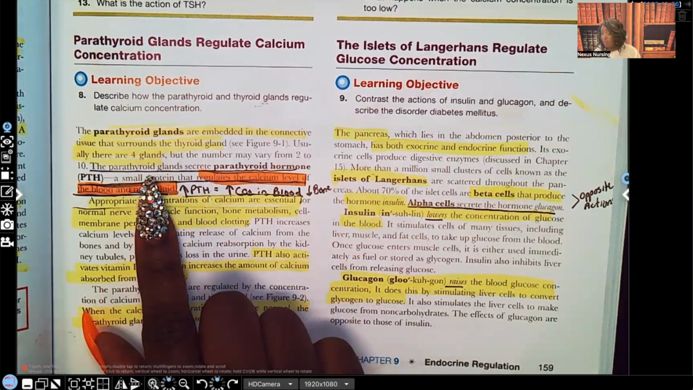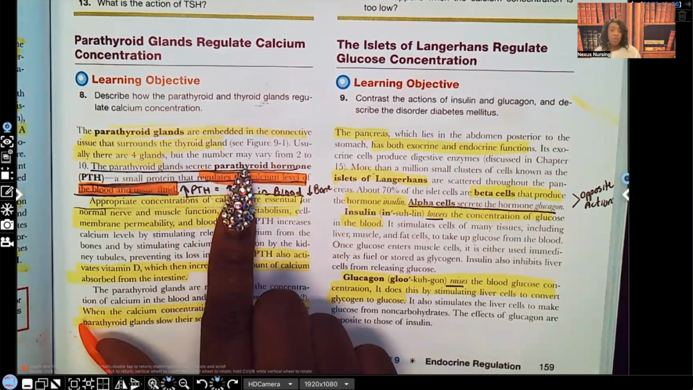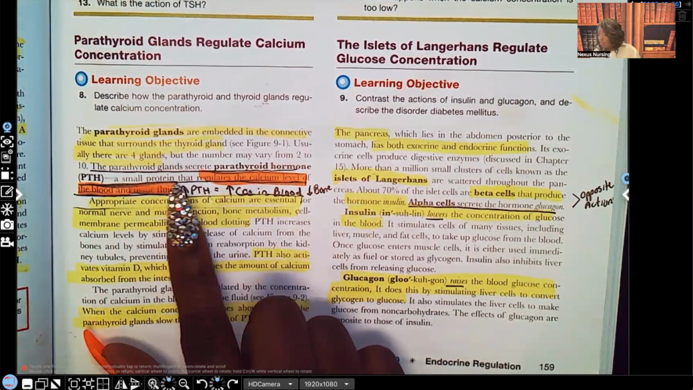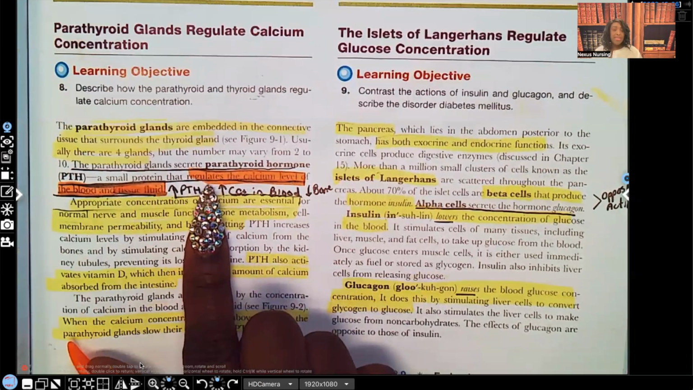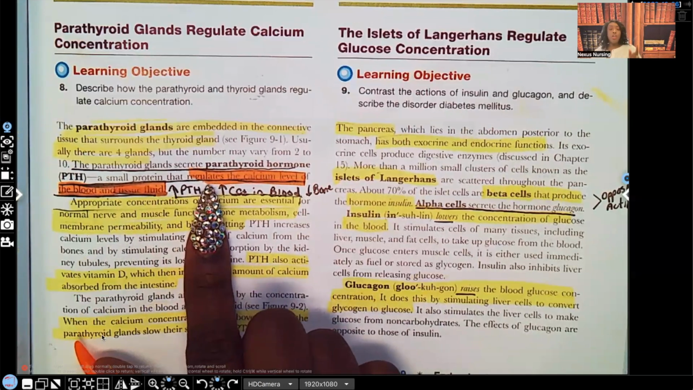The parathyroid glands secrete parathyroid hormone. You need to know that the parathyroids are responsible for PTH, which is your parathyroid hormone. This is a small protein. It regulates the calcium level of the blood and tissue fluid. Let me be more specific.